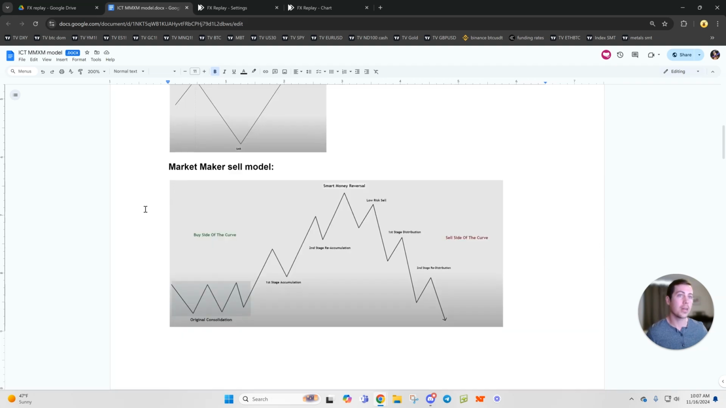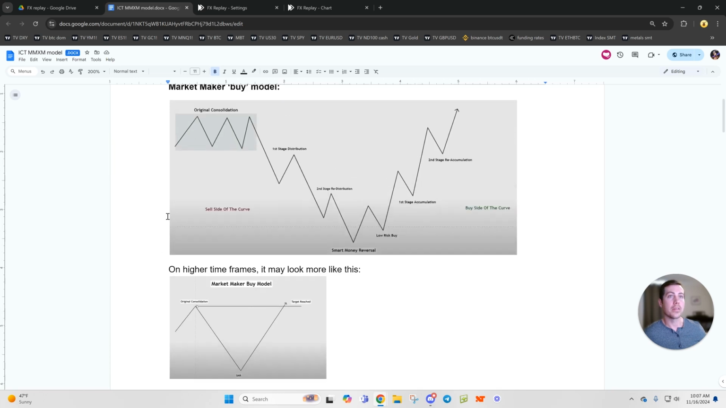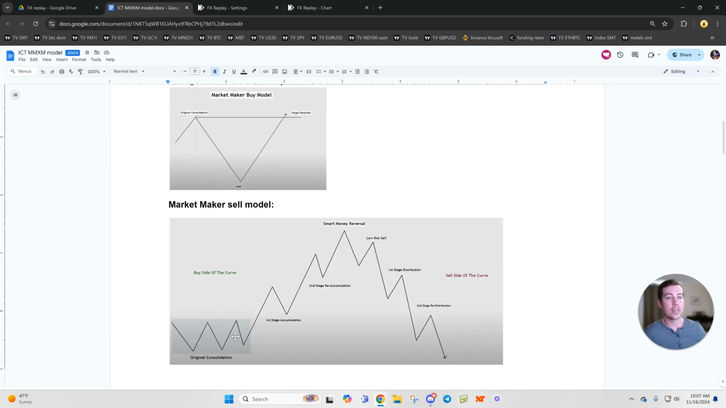For the sell model, it's essentially just the vice versa. Instead of the accumulation being at the previous high, you've got a low in this case where there's the initial consolidation. There's accumulation phases to the upside where there's a smart money reversal, and then obviously you're looking for sells from this reversal. So low risk sell, really good risk to reward, assuming it's going to come back to this initial consolidation, and then a couple opportunities to catch trend continuation on the way there.